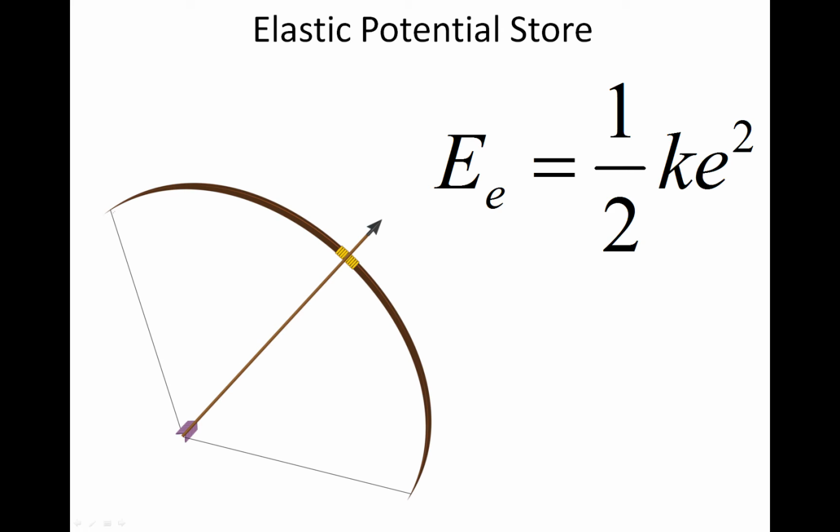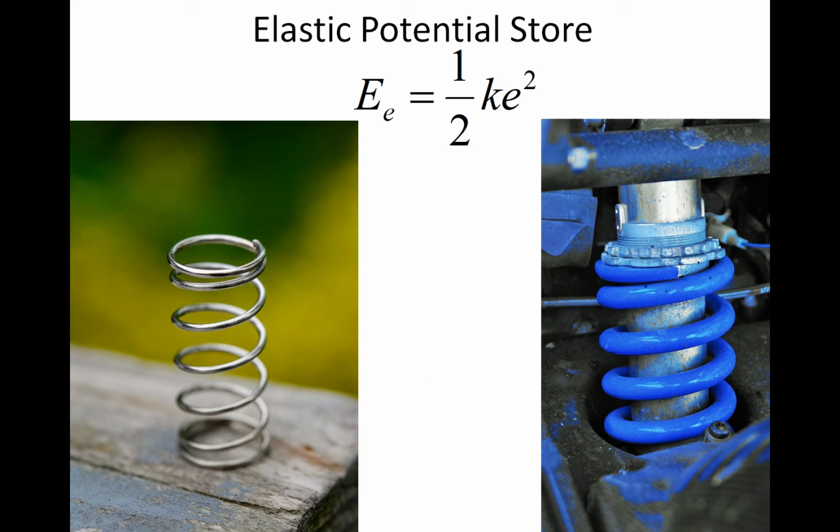So let's take a look at how the energy depends on each of these quantities. First of all, we have our spring constant k. We have two springs here. One of them, on the right, is extremely stiff. This is a suspension spring, whilst the one on the left can be easily squashed.